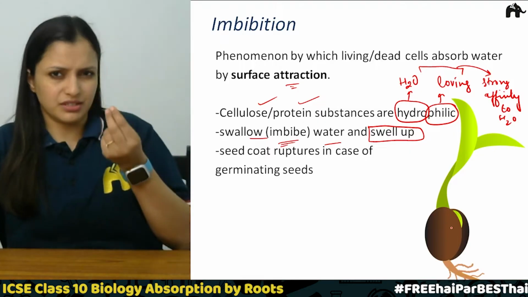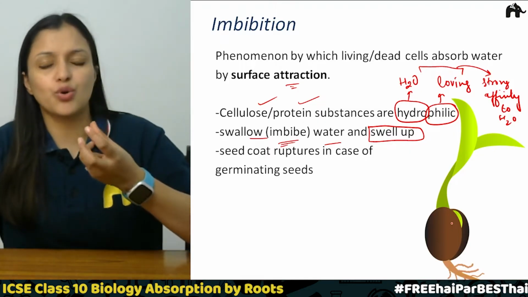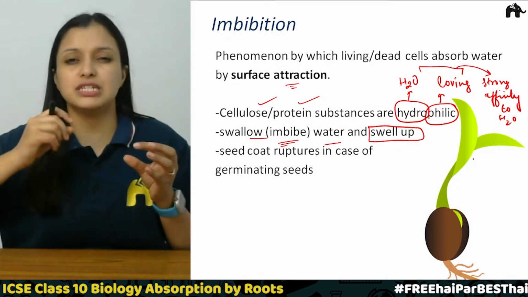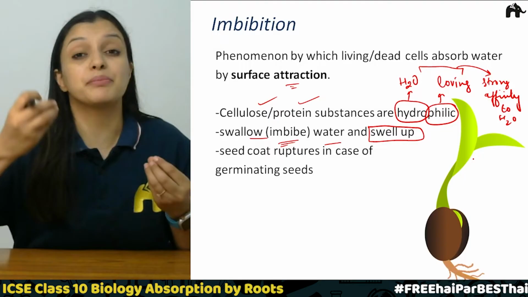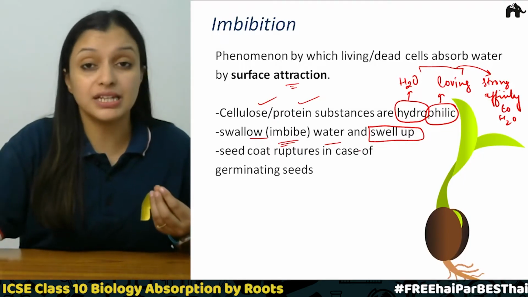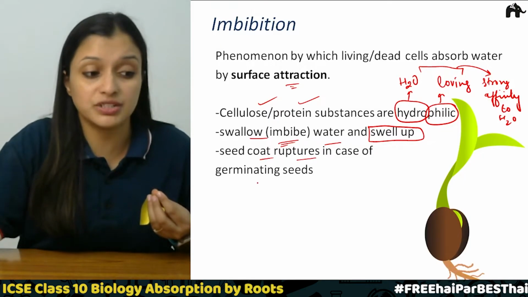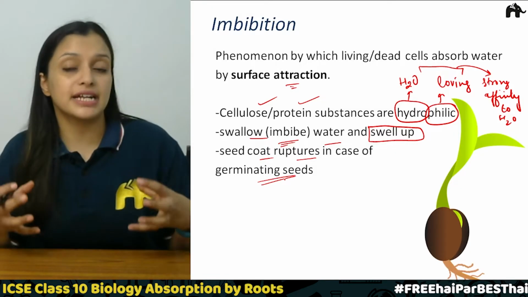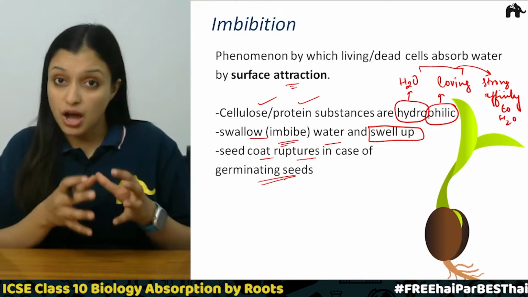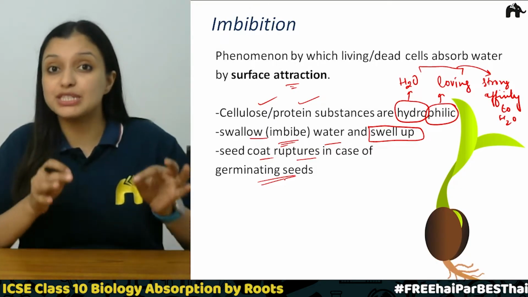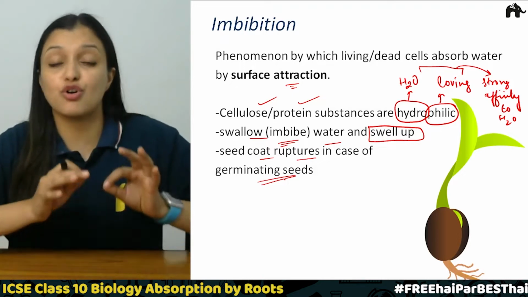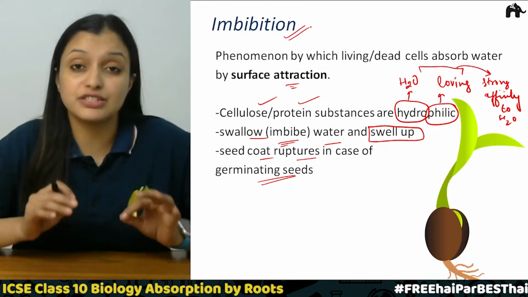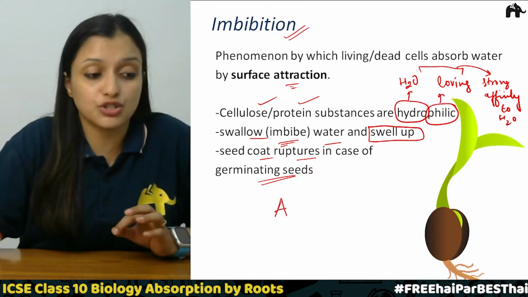So the wall, the seed coat, is ruptured, and these structures, these extensions, start coming out from the seed, right? So basically what happened is the seed coat gets ruptured in the case of the germinating seed. When the seed is germinating, the seed coat gets ruptured, right? So how does this happen? This all happens because of the phenomena called imbibition, right? And this is a very important phenomena for the ascent of sap, right?